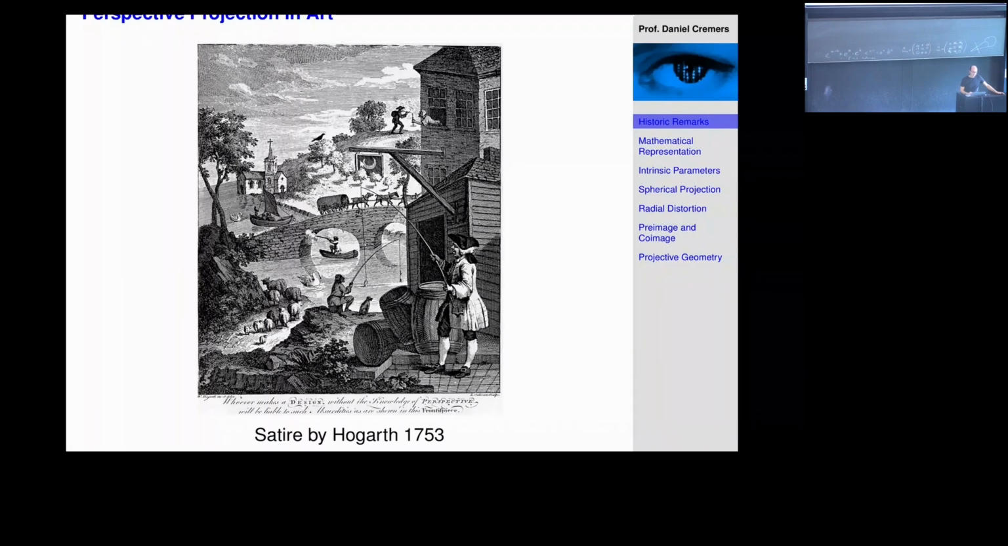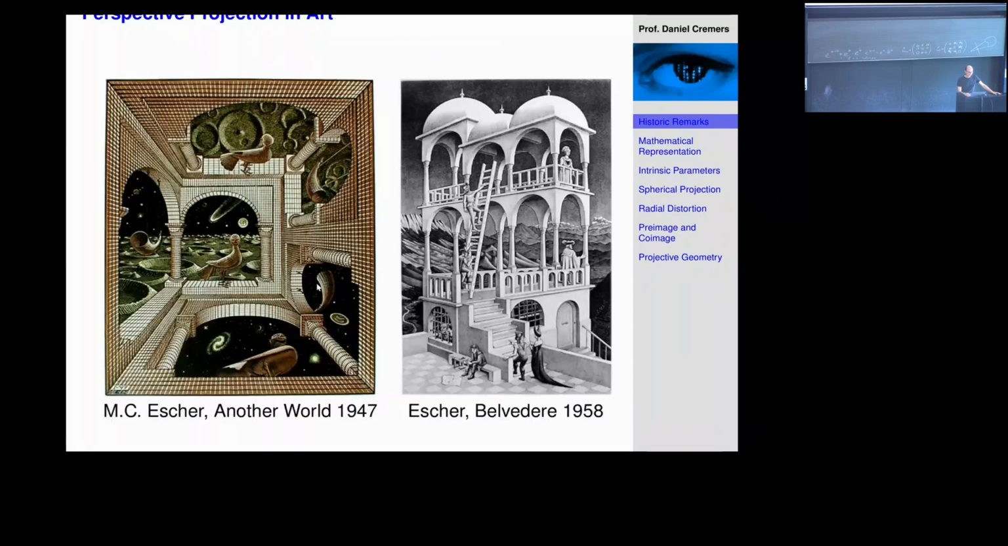Or here, the flag that hangs off this house is occluded by the trees that should be in the background, right? Or here, this guy who's on this side of the bridge is shooting clearly in a straight line at the bird, but strictly speaking, this cannot be because the bird is in the back, right? So this is kind of making fun of the laws of perspective projection.